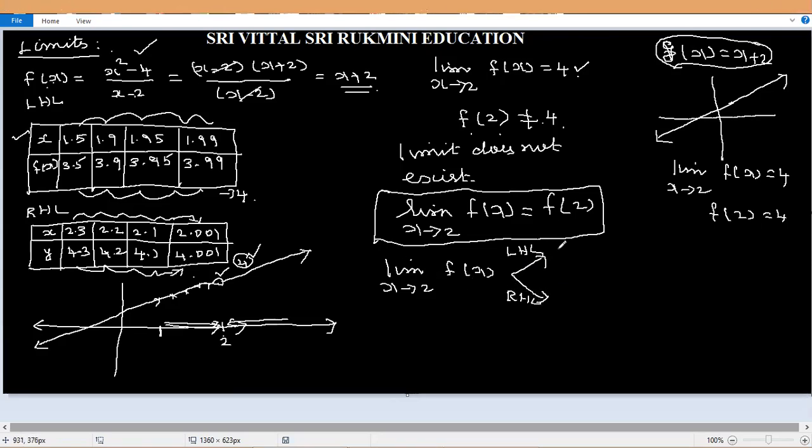I represent this as limit x tends to 2 minus f of x. This represents the left hand limit, that is, as the x value approaches 2 from the left, limit x tends to 2 minus f of x. Then the right hand limit means limit x tends to 2 plus f of x.